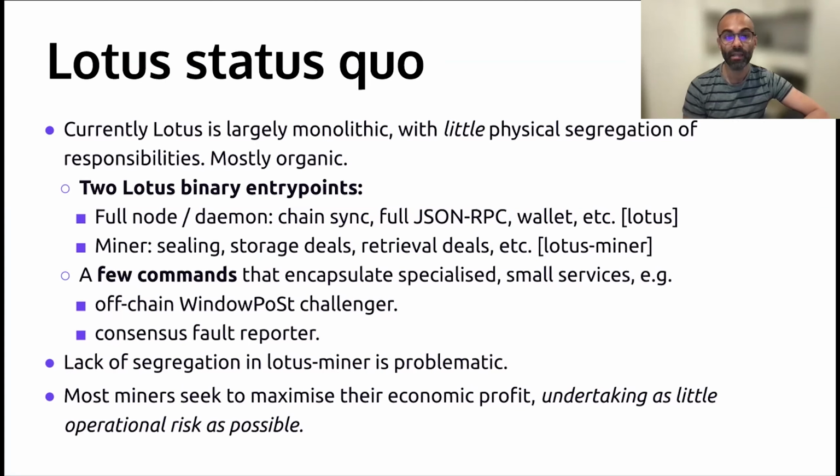Now, there are also a few commands that encapsulate specialized small services. For example, there are commands or Lotus shed tools that run the off-chain window post challenger or the consensus fault reporter. So there's already an emergence of encapsulation of potentially services around the Filecoin network, or responsibilities that could be considered self-packaged services that are being provided to the Filecoin network.